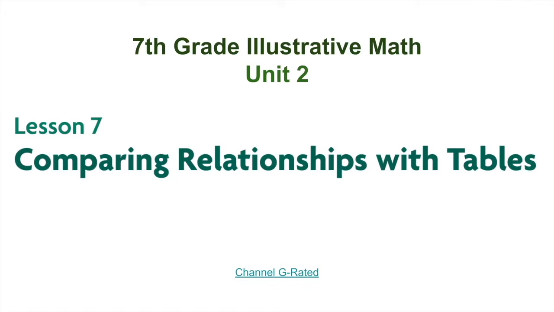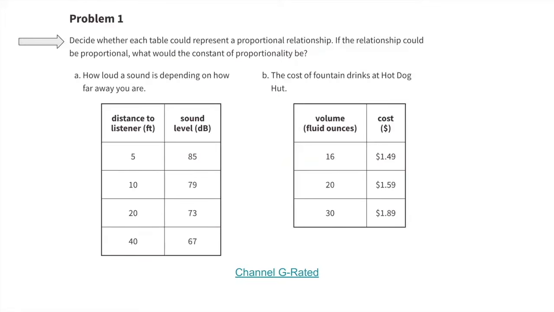Seventh grade, Unit 2, Lesson 7, Comparing Relationships with Tables. Number 1. Decide whether each table could represent a proportional relationship. If the relationship could be proportional, what would the constant of proportionality be?